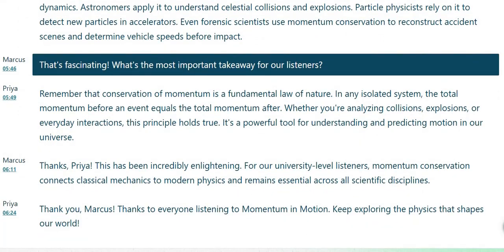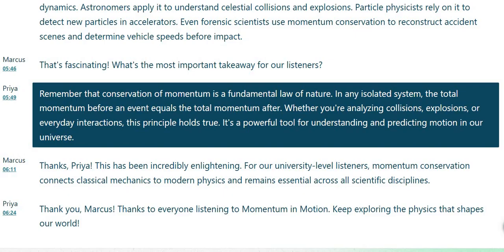That's fascinating. What's the most important takeaway for our listeners? Remember that conservation of momentum is a fundamental law of nature. In any isolated system, the total momentum before an event equals the total momentum after. Whether you're analyzing collisions, explosions, or everyday interactions, this principle holds true. It's a powerful tool for understanding and predicting motion in our universe.